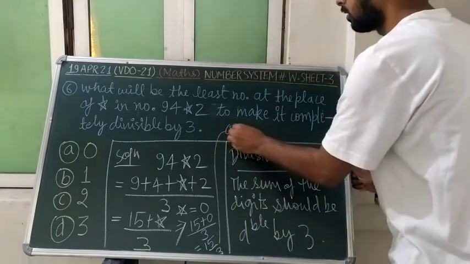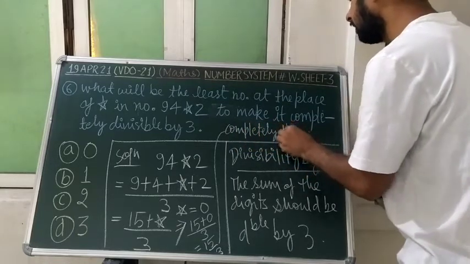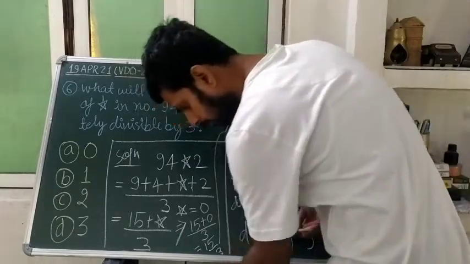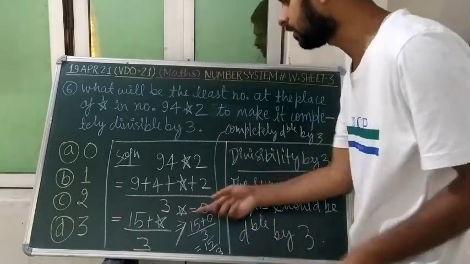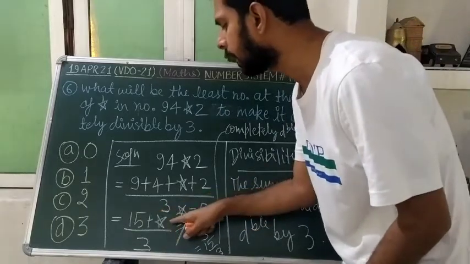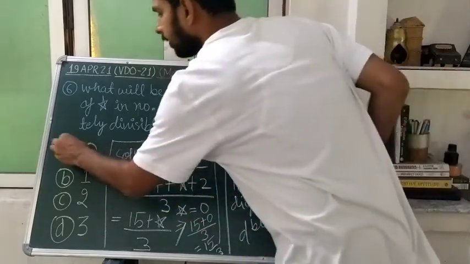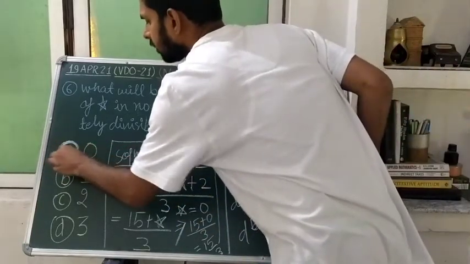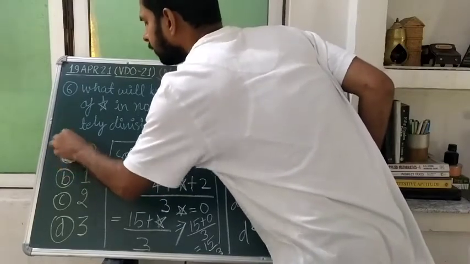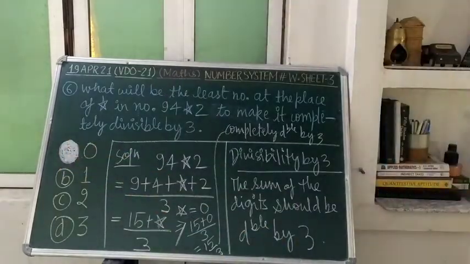It is completely divisible by 3. So by selecting 0 itself, 15 plus 0, 15 will come, that is divisible by 3. So our answer will be nothing but 0. Such kind of problem I have made you do so many times. Once again I have told you. Okay, sixth one done.